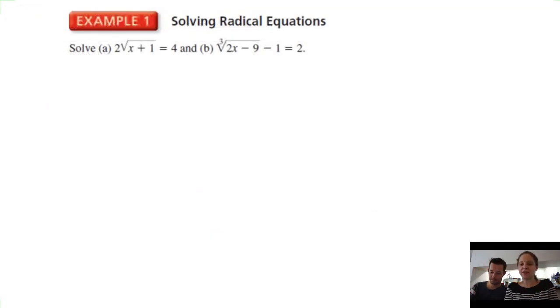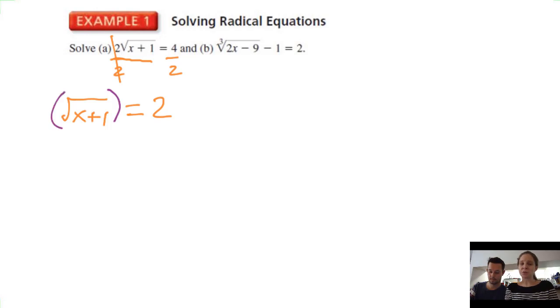Example 1, solving radical equations. I'm going to take A. First thing I would do is divide both sides by 2. How convenient, that's what you wrote. So now we're left with the square root of x plus 1 equals 2. Oh, I've completed step 1. I've isolated the radical. Now I need to remove that radical symbol.